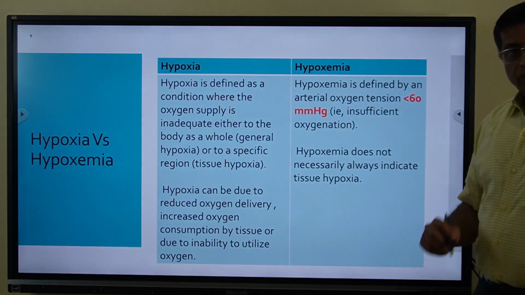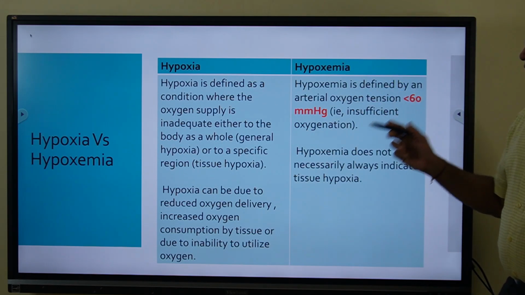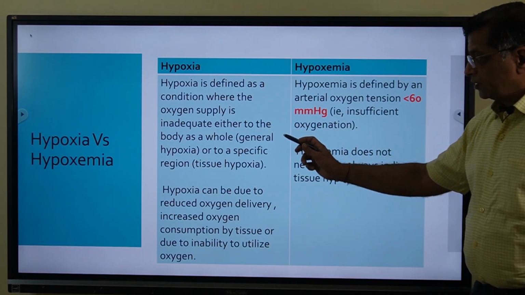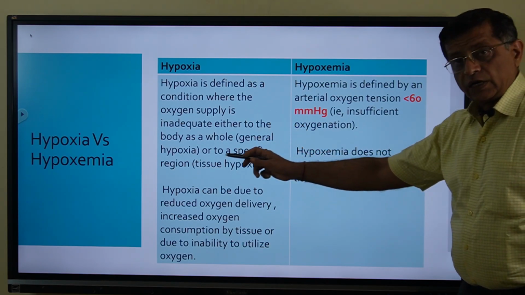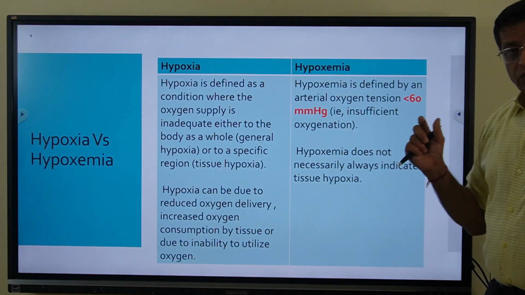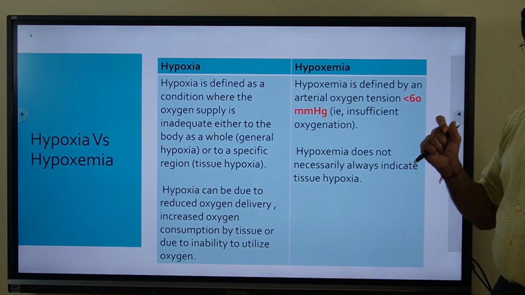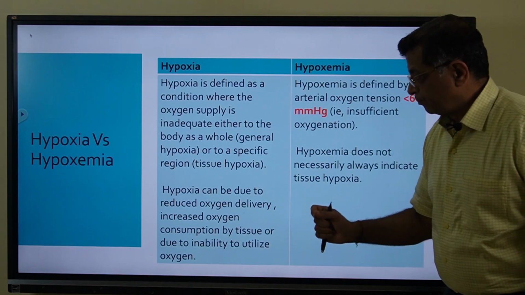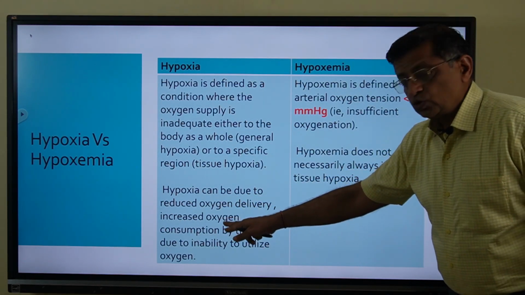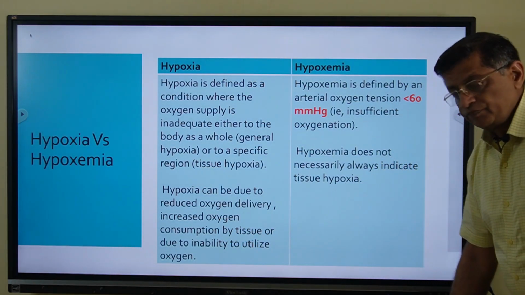Let's understand the two terms first. What is hypoxia and hypoxemia? Hypoxia is defined as a condition where oxygen supply is inadequate either to the body as a whole, general hypoxia, or to a specific region, which is called tissue hypoxia. So this is the effect of inadequate oxygen supply at the tissue level. It can be due to reduced oxygen delivery, increased oxygen consumption, or inability to utilize oxygen.